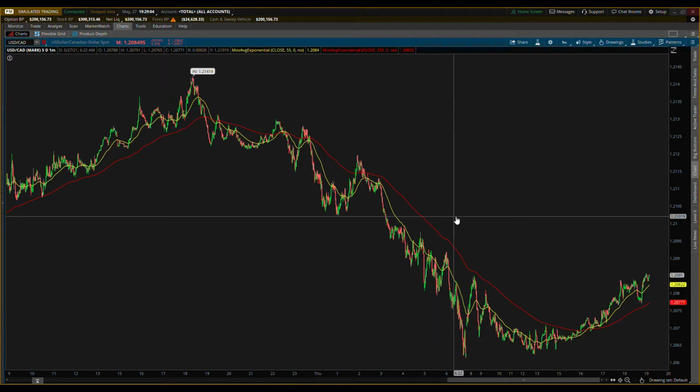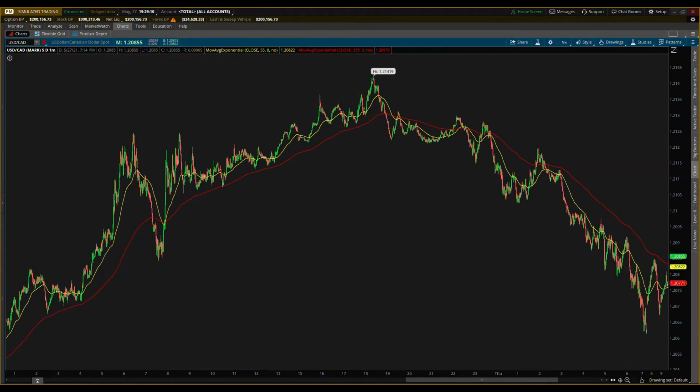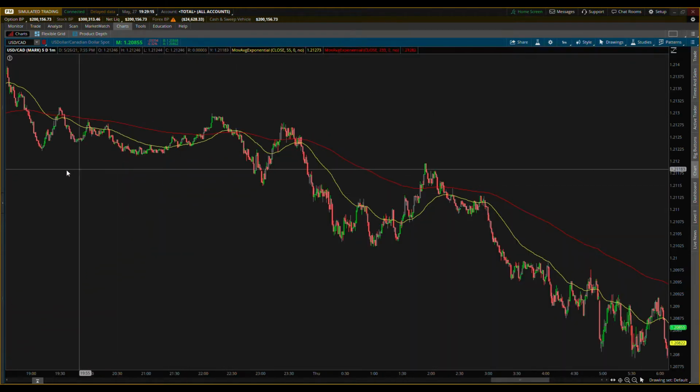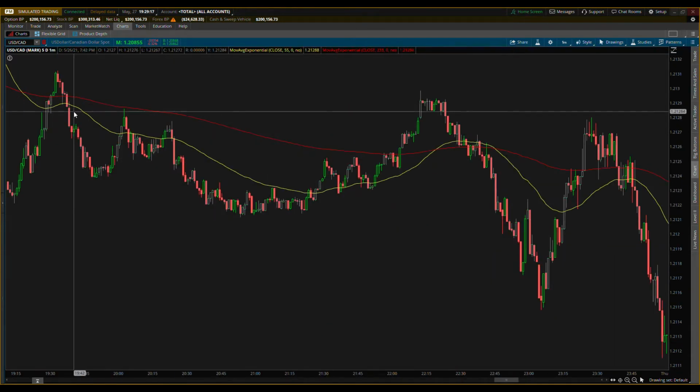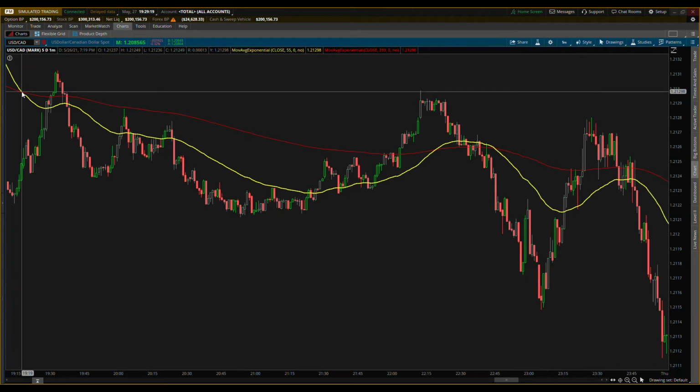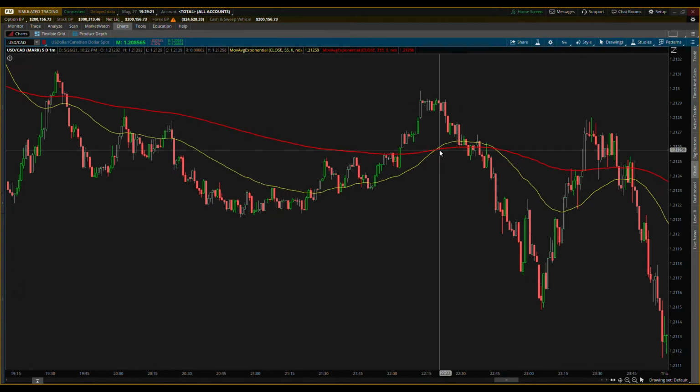So the strategy is still the same. Nothing has changed. We have a cross here, you get in. We have a cross here, you get out. Pretty simple.